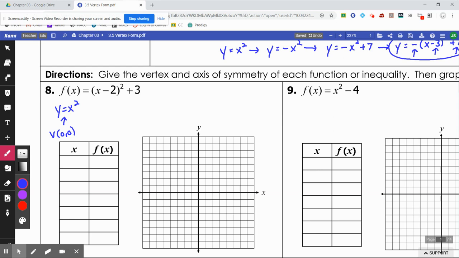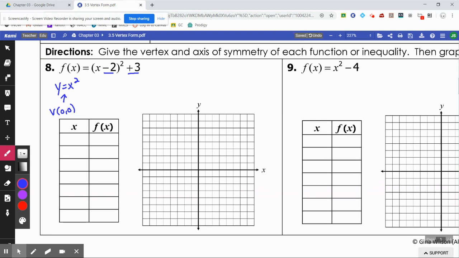However, this one's been transformed. This one's been moved right 2 and up 3. So your vertex is right 2 and up 3. So automatically you have your vertex by looking at this vertex form. So we go straight to our vertex, then we simply plug in points on each side. Let's plug in 3, 4, and 5 on one side, 1, 0, and negative 1 on the other side.